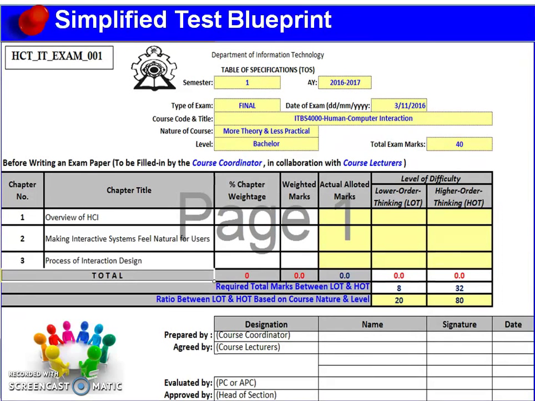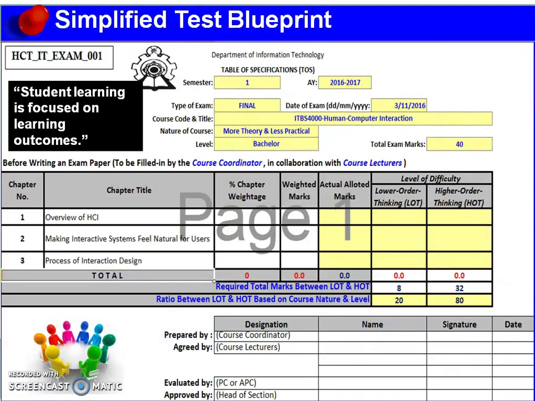The first two columns of the test blueprint contain the chapter number and the chapter title. The SMEs identify what chapters to test. These chapters have subtopics that by default had been mapped against the course learning outcomes. It is common knowledge that students are tested to achieve the course learning outcomes in order to ensure that they gain learning. Most direct evidence of student learning is focused on learning outcomes.